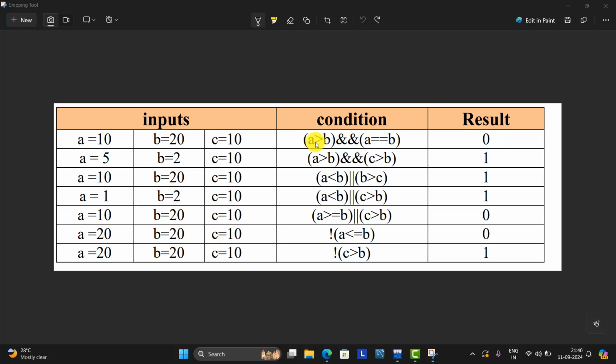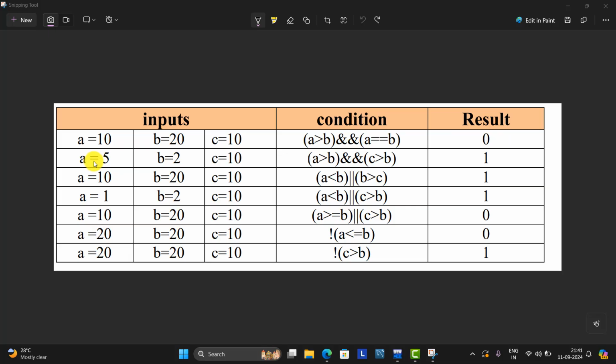Okay. So A greater than B is 10 greater than 20. No, right? So the result of this particular expression is 0. The next operation cannot be evaluated, because even if it is evaluated, it does not make any sense. Even though that is 1, 0 logical AND 1 anyhow results in 0 only. So the compiler skips the next part. The result is 0 here.